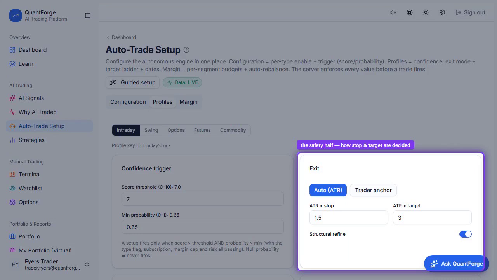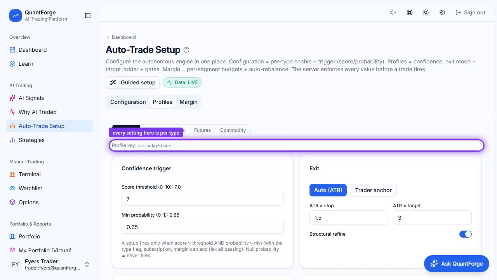So a stop loss is not something I have to type every time? Not on the autonomous path. The engine builds a stop and a target for every trade it fires, using the rules you set right here once. And critically, no automated trade is ever placed without protection. Protection is not optional, it is built into the platform.